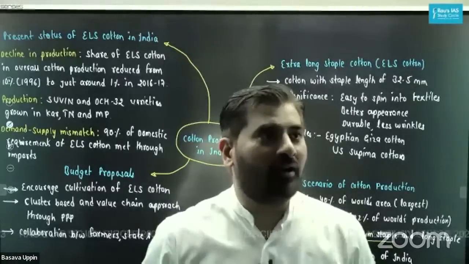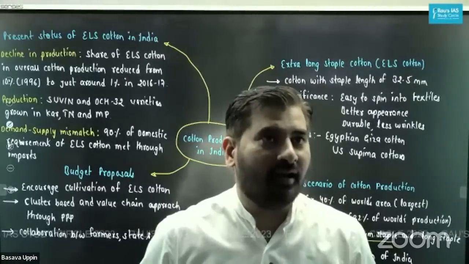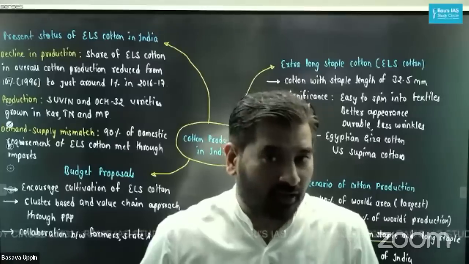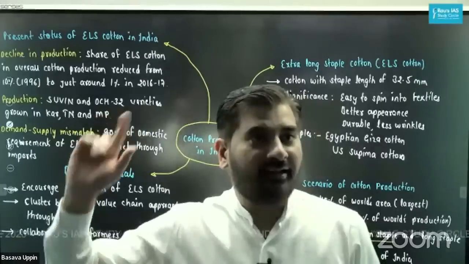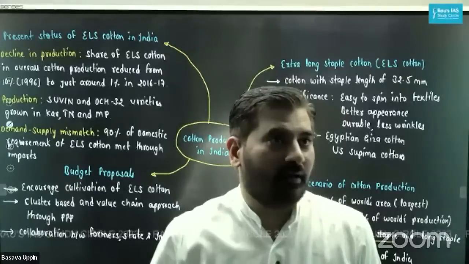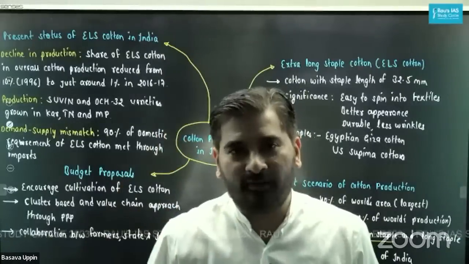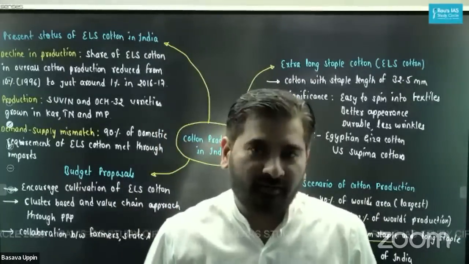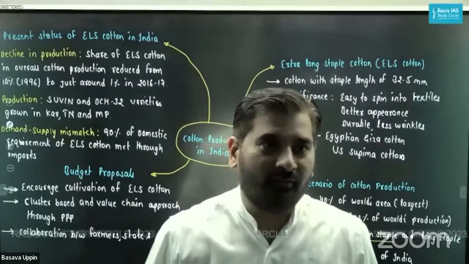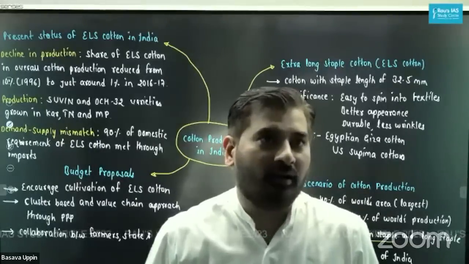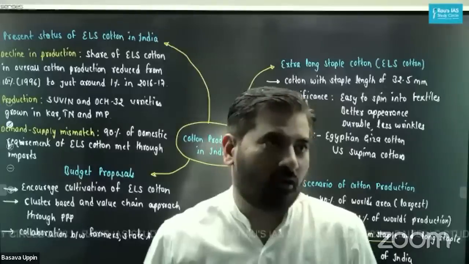So you must have come across certain clothing brands in India which sell premium quality shirts, premium quality pants, cotton shirts and cotton pants. These premium quality cotton shirts and cotton pants, they are made from what? The extra long staple cotton. There are two famous, world famous examples of extra long staple cotton. One is Egyptian Giza cotton, and the second one is US Supima cotton.